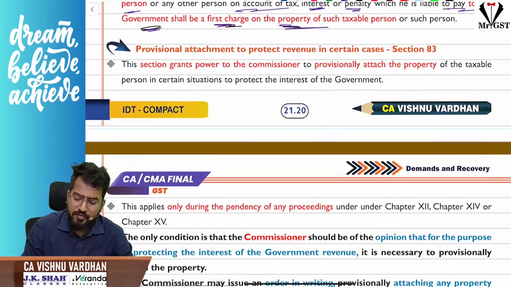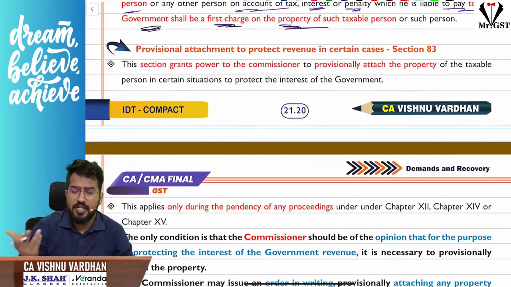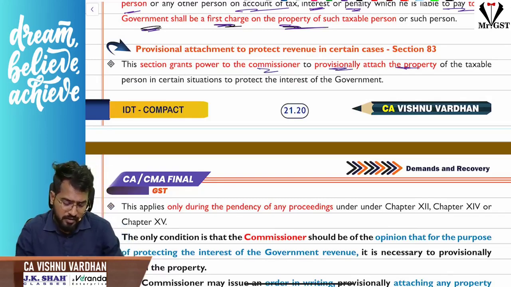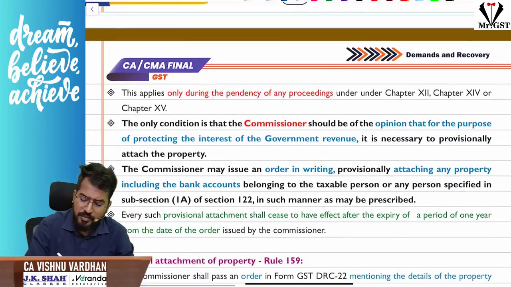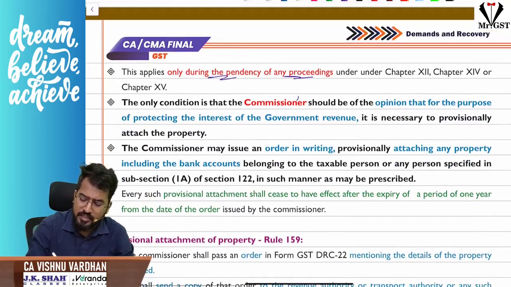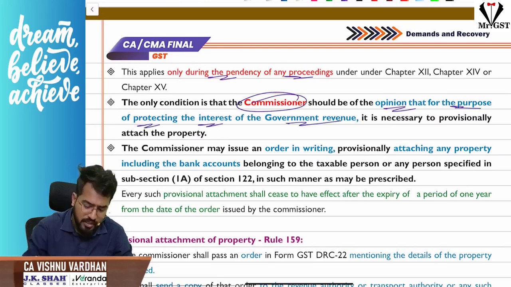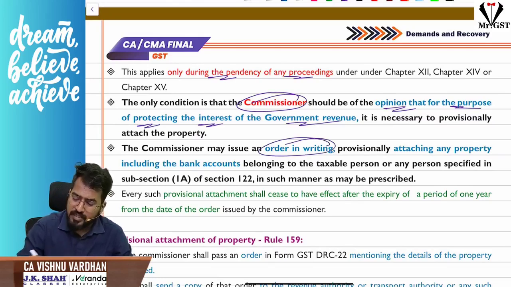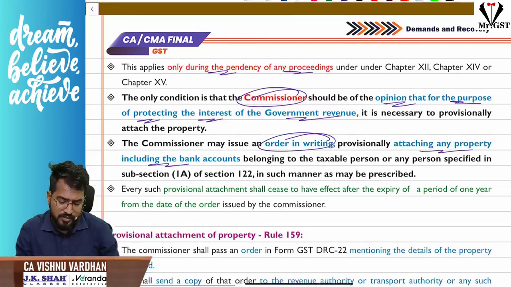So if the government wants to secure its revenue, what they will do is, the commissioner will provisionally attach the property. During the pendency of any proceedings, recovery proceedings, they can do that. The only condition is that the commissioner should be of the opinion that for the purpose of protecting the interest of government revenue, he has to provisionally attach the property. He will pass that order in writing attaching any property, including bank accounts.